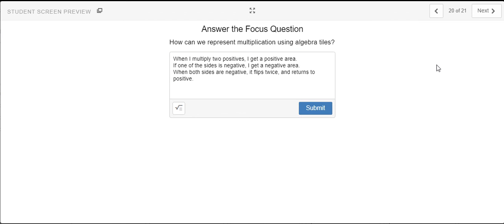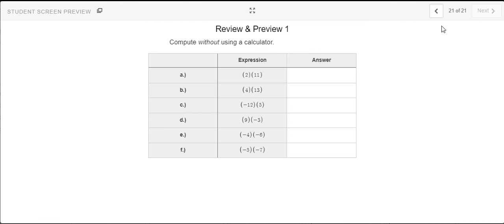Okay. All right, and then finally for the last slide is going to be a couple of multiplication problems. So again, you can try these on your own, and when you're done, you can double check your answer right here. So 2 times 11 is 22. 4 times 13 is going to be 52. 5 times 12 is 60, but don't forget that one side is negative, right? So it's going to have a negative area. 9 times 3 is 27. Again, one side is negative, so that would be a negative 27.